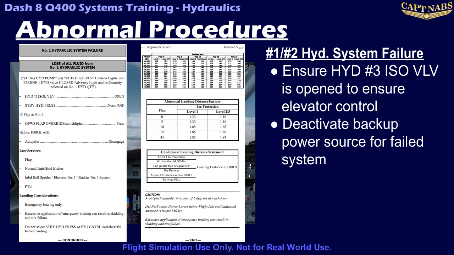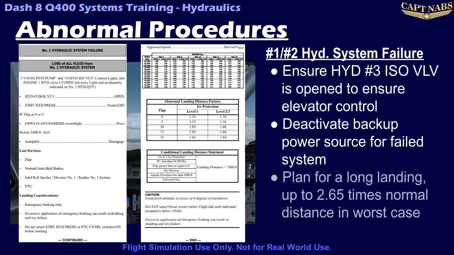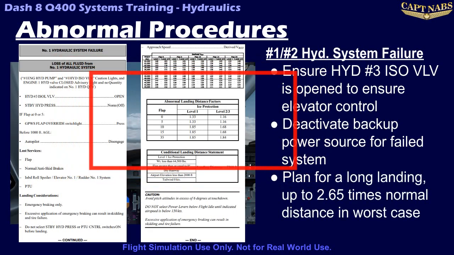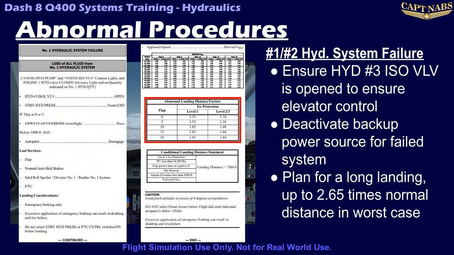Lost services between the 2 systems vary, but will include some spoilers and some brakes. For the number 1, flaps are also lost, while for the number 2, landing gear extension as well as nose wheel steering will be lost. In either case, landing distance is greatly increased over normal landing, and selecting a long runway is a must. In the worst case scenario, if the number 1 system fails with flaps at either 5 or 0, the aircraft may require up to 2.65 times the normal landing distance.